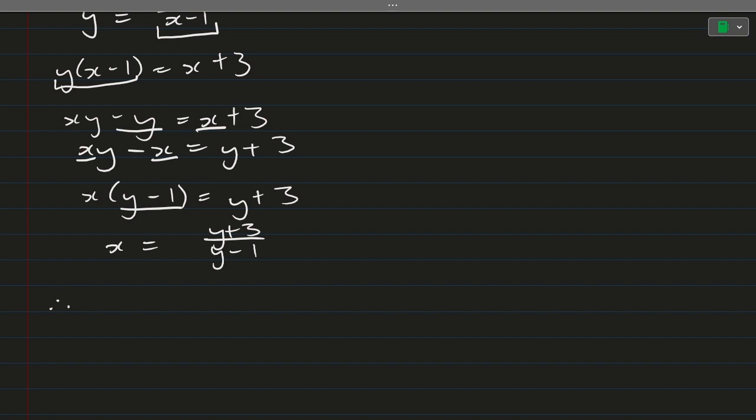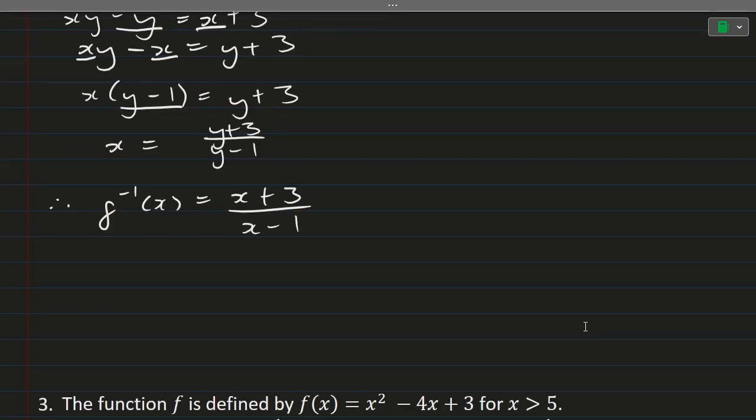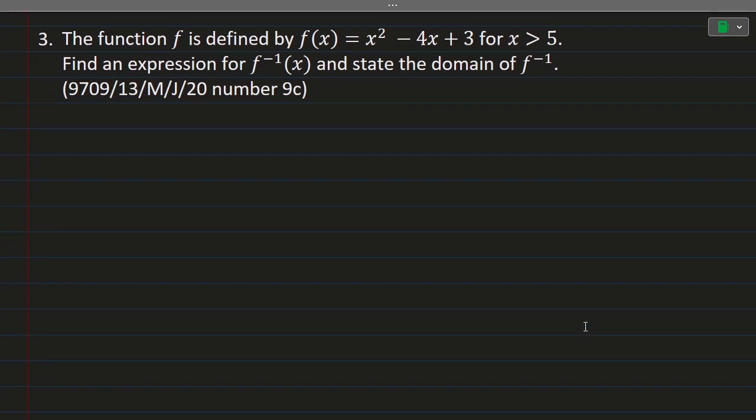So let's write it with the correct notation. f inverse of x is equal to (x plus 3) over (x minus 1). That's the final answer. Now let's move on to number 3.